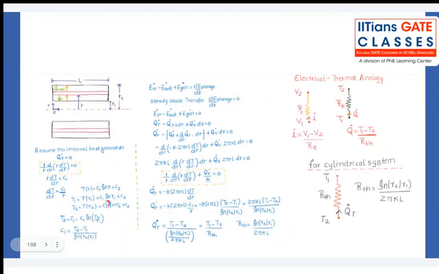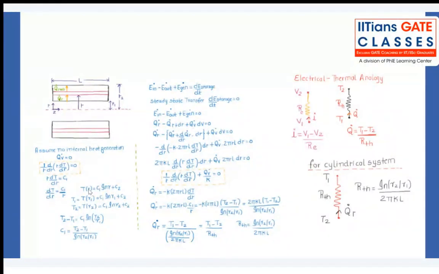This time the temperature distribution is not linear. In case of a cylindrical system, temperature distribution is logarithmic in nature. In case of a plane system, what we studied, plane slab or rectangular bars, it was linear. Here it is logarithmic in nature.